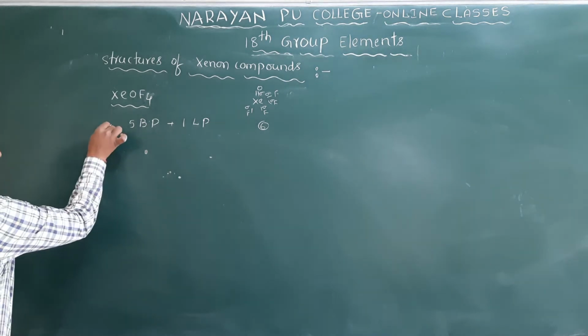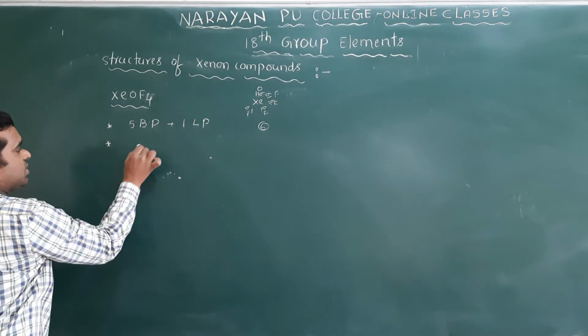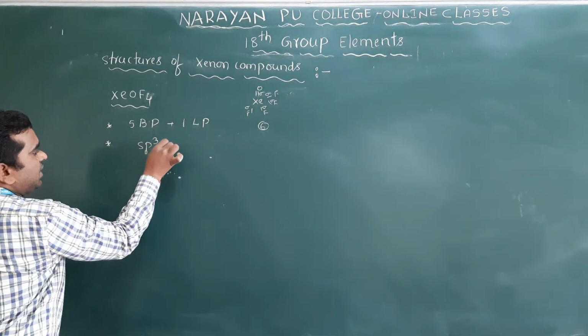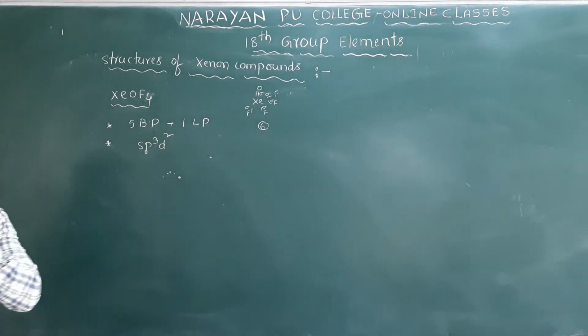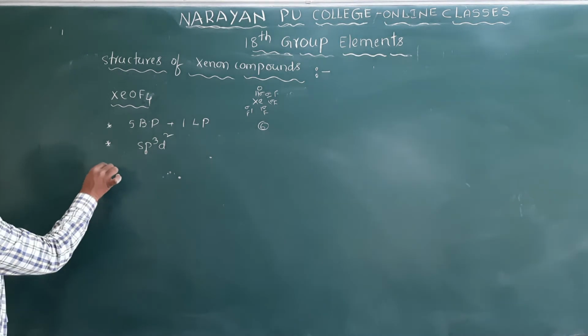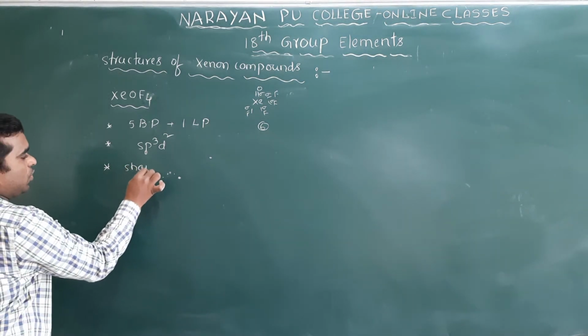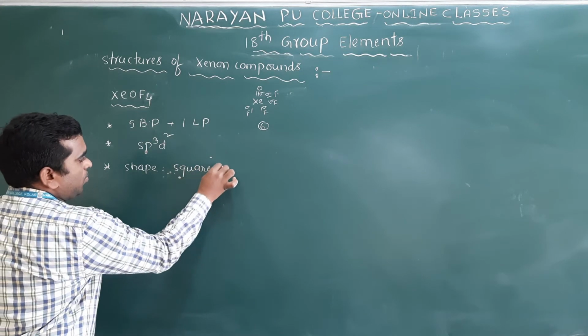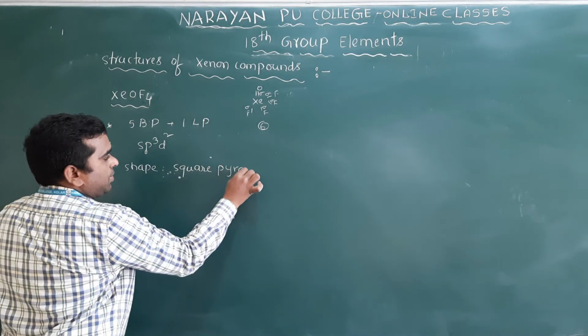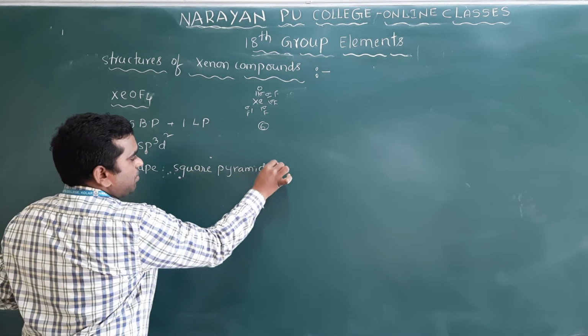Clear? So what is the hybridization here? 5 plus 1, 6, means sp3d2. What is the hybridization? sp3d2. And for sp3d2, what is the shape of the molecule? Square pyramidal. This is the shape of the molecule.